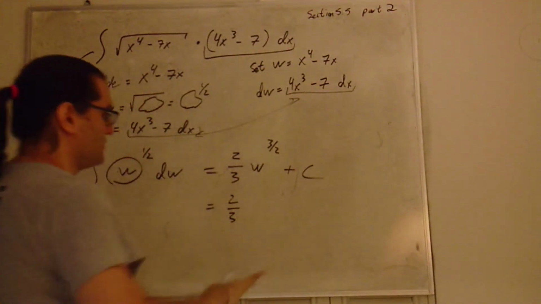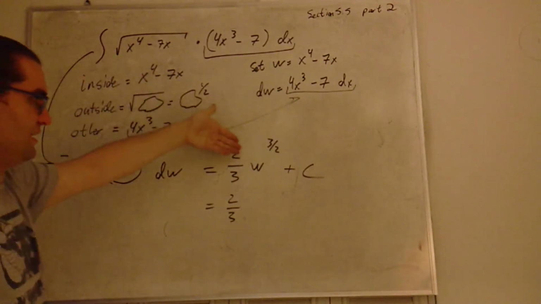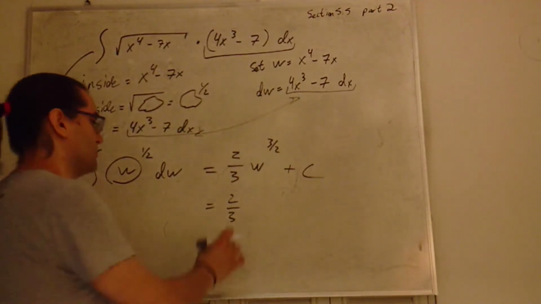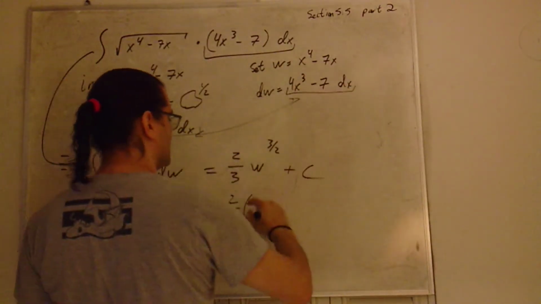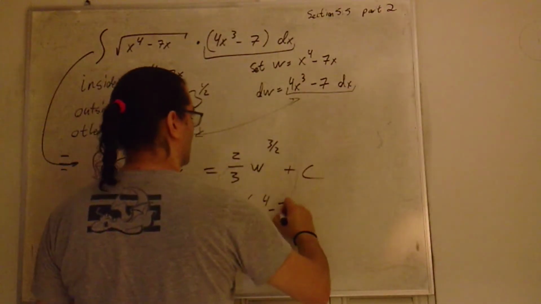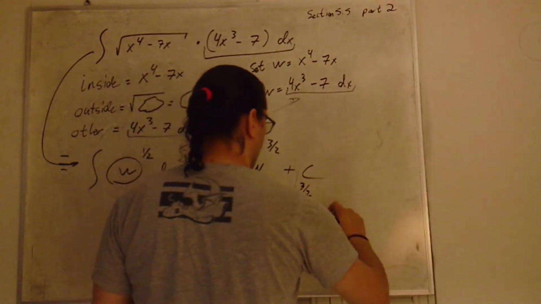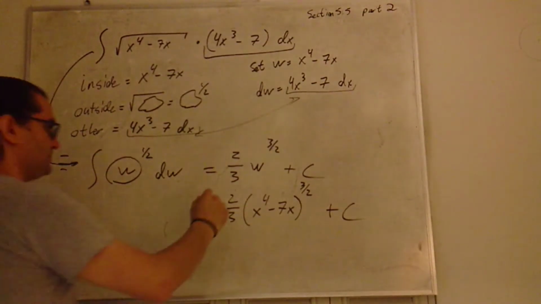But then you do have to unsubstitute at the end. If the question is asked about x's, you can't give me an answer using w's. You got to give me an answer about x's. So, well, you get 2/3 of w was this business, x to the 4th minus 7x to the 3/2 plus c. And you're done.